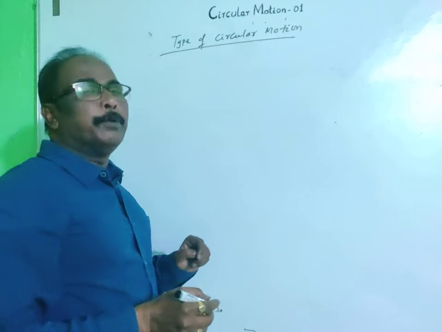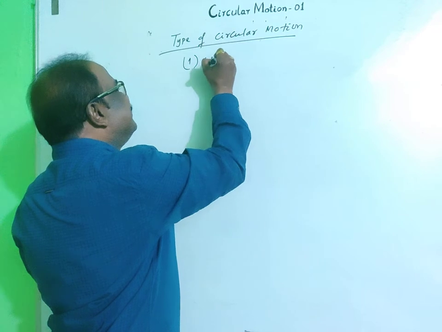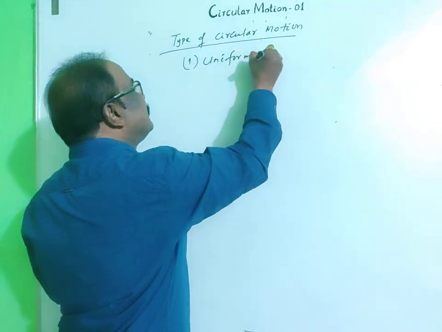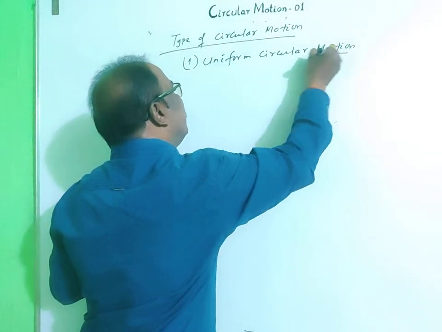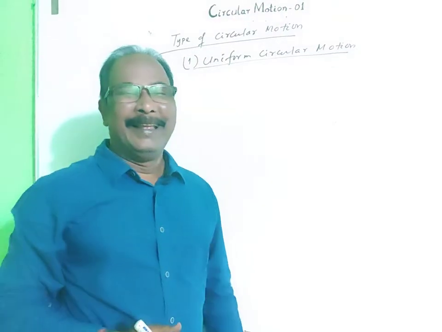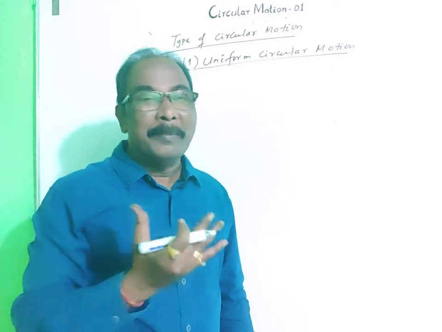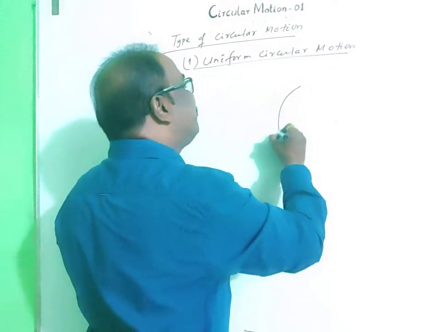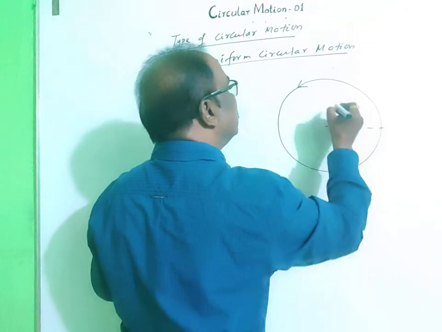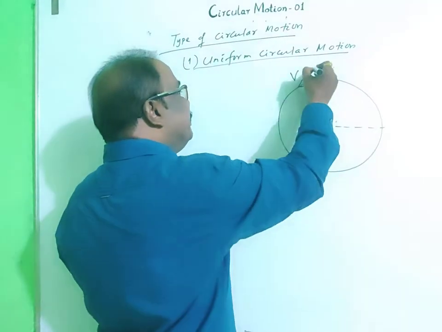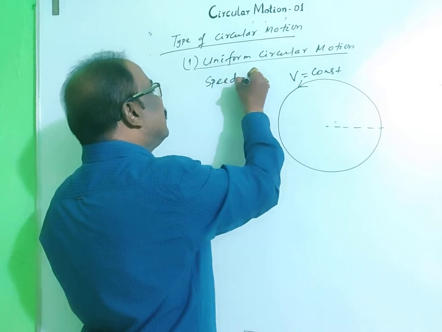Circular motion is usually divided into two types. Number one, uniform circular motion. Uniform means constant. So circular motion but uniform. So what remains constant? Suppose a particle is moving in a circular path with a speed v. Here v is constant, means speed is constant.